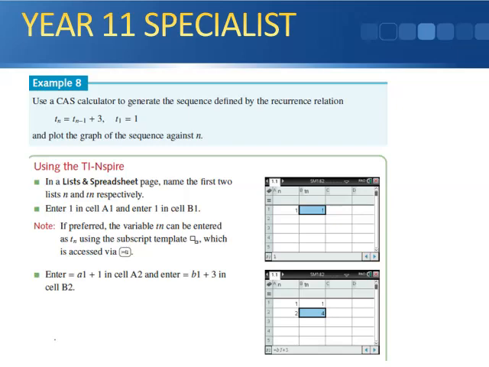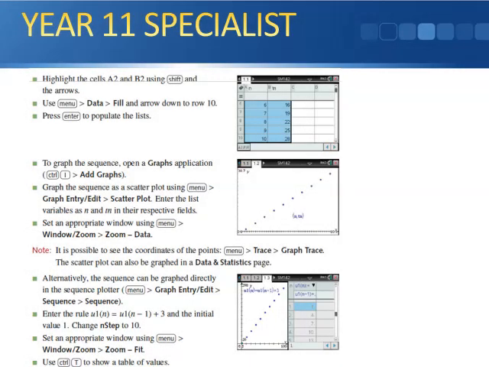Example A, to use a CAS calculator to generate the sequence defined by this one here. We can do this on the spreadsheets, lists and spreadsheets. I'll let you follow it. There it is there, and also continues on the next page.